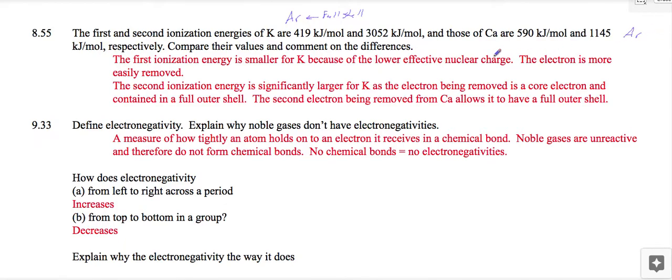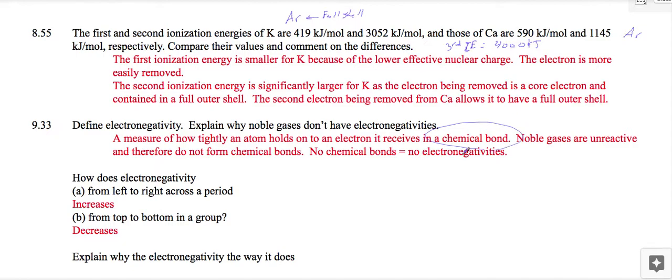So if we did the third ionization energy for that one, it would be like, I don't know, 4,000 kilojoules. We see that huge jump again. So we can identify elements based on when this jump occurs, and that's pretty powerful. Going on to electronegativities. Electronegativity is how tightly an atom holds on to electrons it receives in chemical bonds.